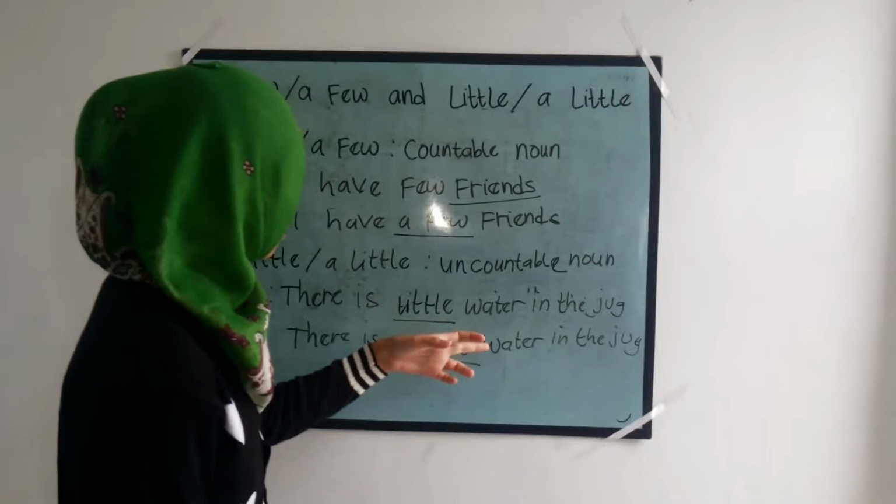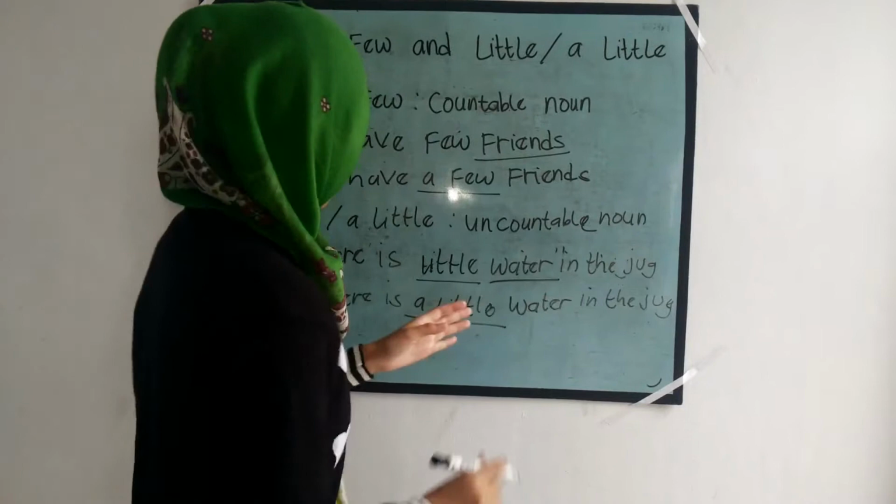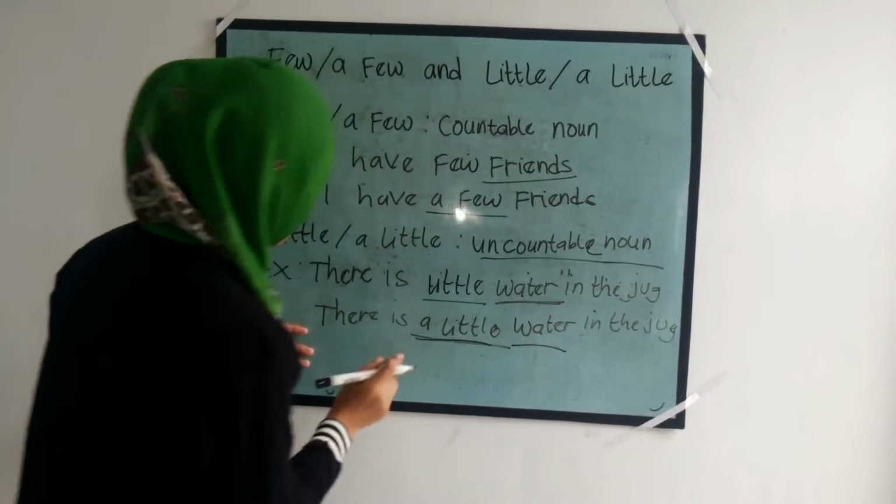There is little water in the jar. It means hardly any water in the jar. Water is an uncountable noun. And there is a little water in the jar. Water is an uncountable noun, and it means there is some water in the jar.